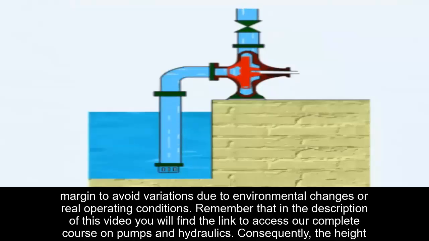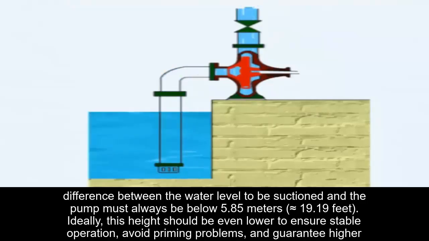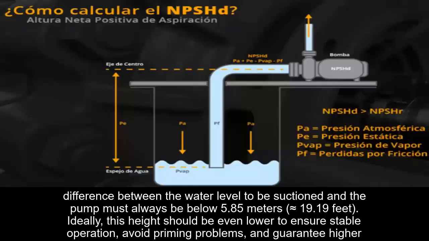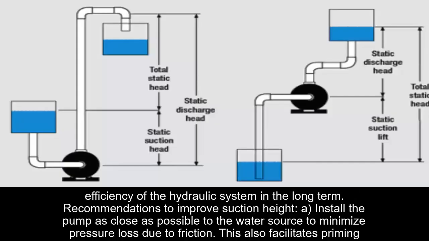Consequently, the height difference between the water level to be suctioned and the pump must always be below 5.85 meters, 19.19 feet. Ideally, this height should be even lower to ensure stable operation, avoid priming problems, and guarantee higher efficiency of the hydraulic system in the long term.